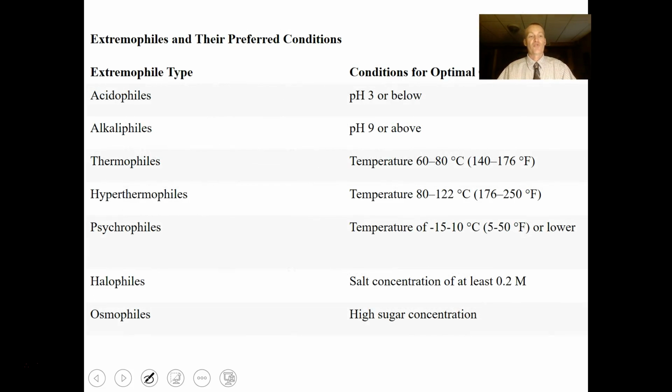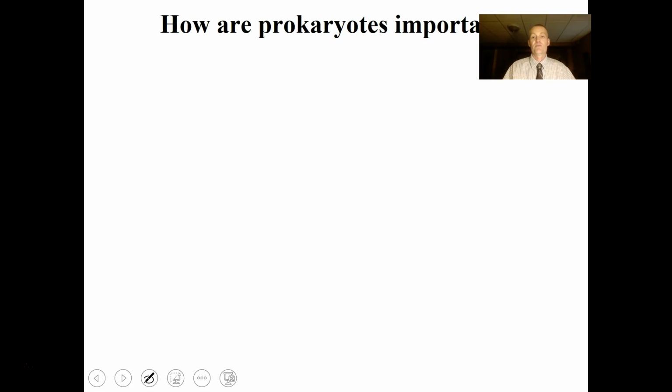So there are extremophiles in this archaean group that love acid. There are some that live in very basic environments. There are some that like extreme heat. Hyperthermophiles really like heat. Psychrophiles like cold temperatures. Halophiles like salt. And osmophiles can live in high sugar concentrations.